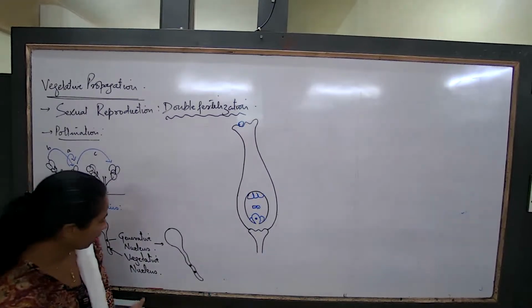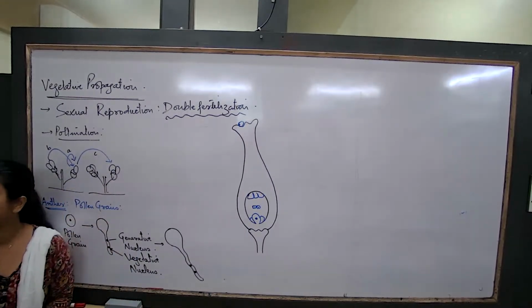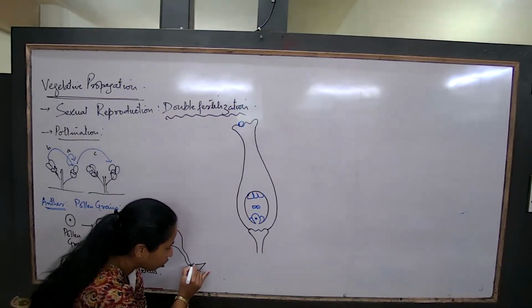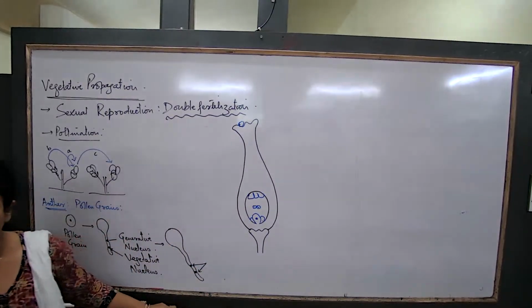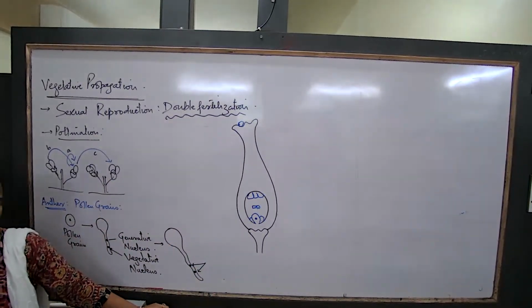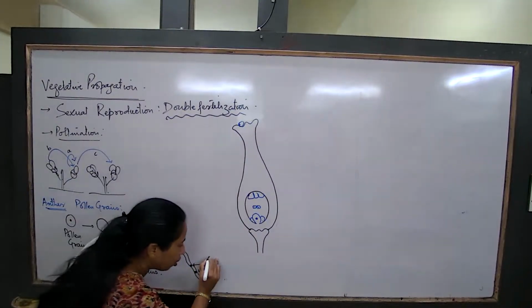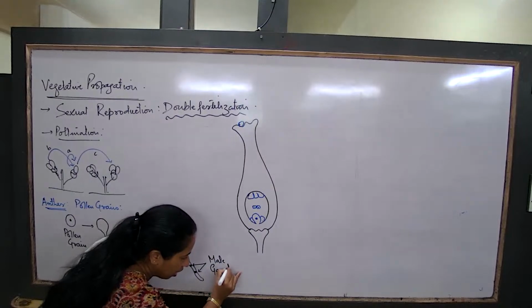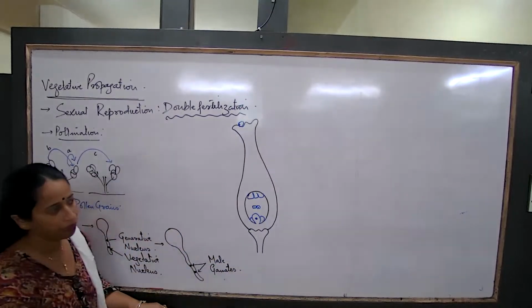Now, when we are talking about this, understand the generative nucleus will give rise to two male gametes. So, how many male gametes per pollen grain? Two male gametes. Try understanding. So now here we are talking about male gametes. These are known as male gametes.